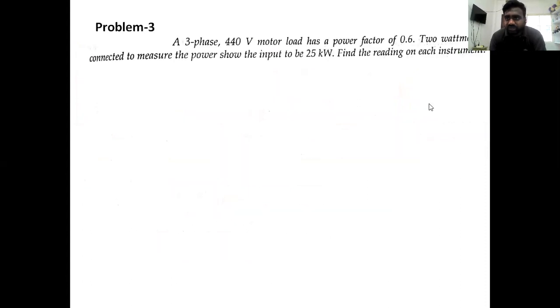What is the third problem stating? The third problem states a three-phase 440 volts motor load. The motor rating is 440 volts and has a power factor of 0.6. Two wattmeters are connected to measure the power, and the input power is about 25 kilowatts. Find the reading on the other instrument.